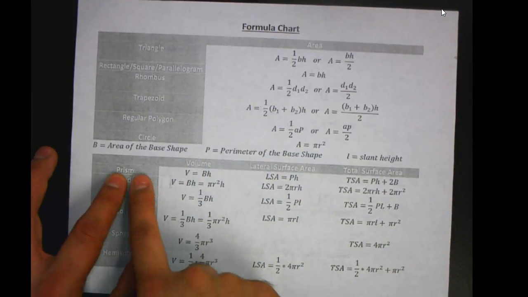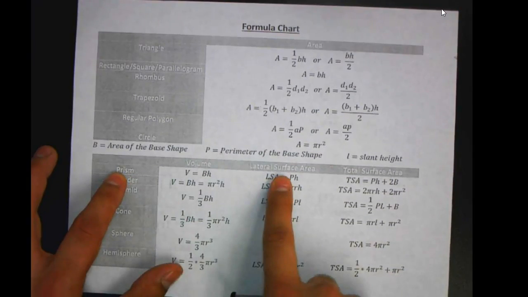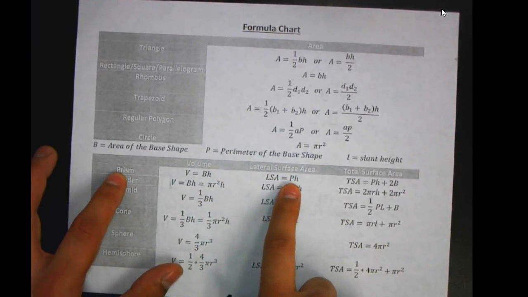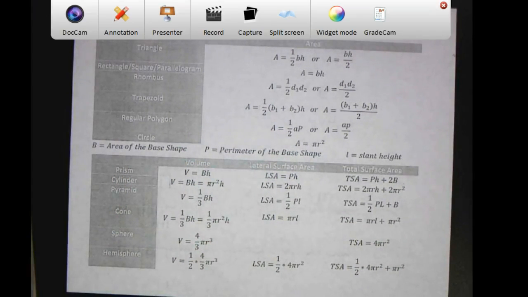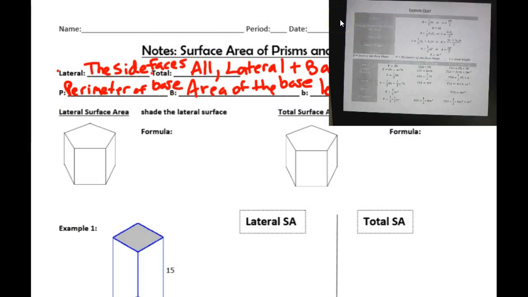So here's prism, bottom half. Here's LSA, lateral surface area. It equals PH. So it'd be perimeter times the height. Let's write that down right here: LSA equals big P, little h. It also says above that to shade the lateral surface, so you're only going to shade the sides.